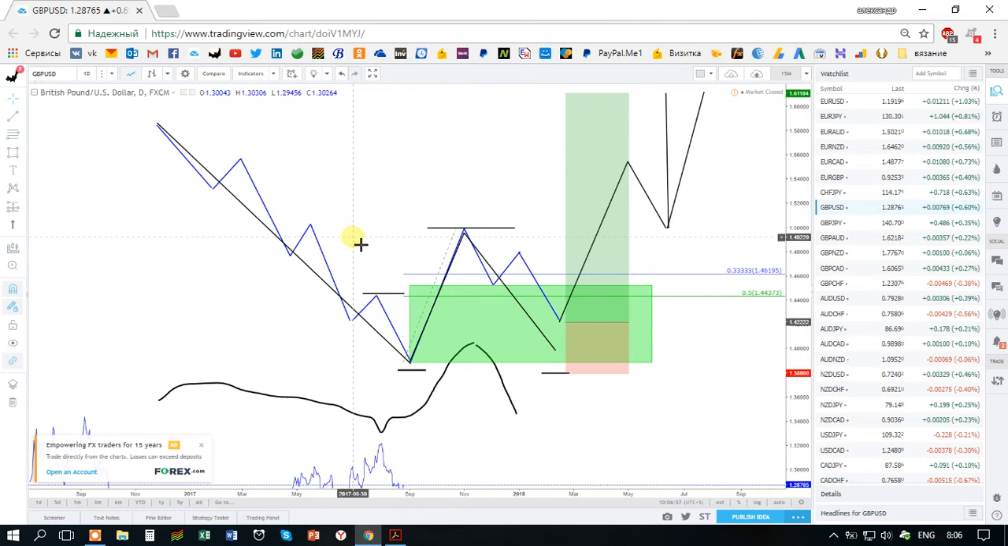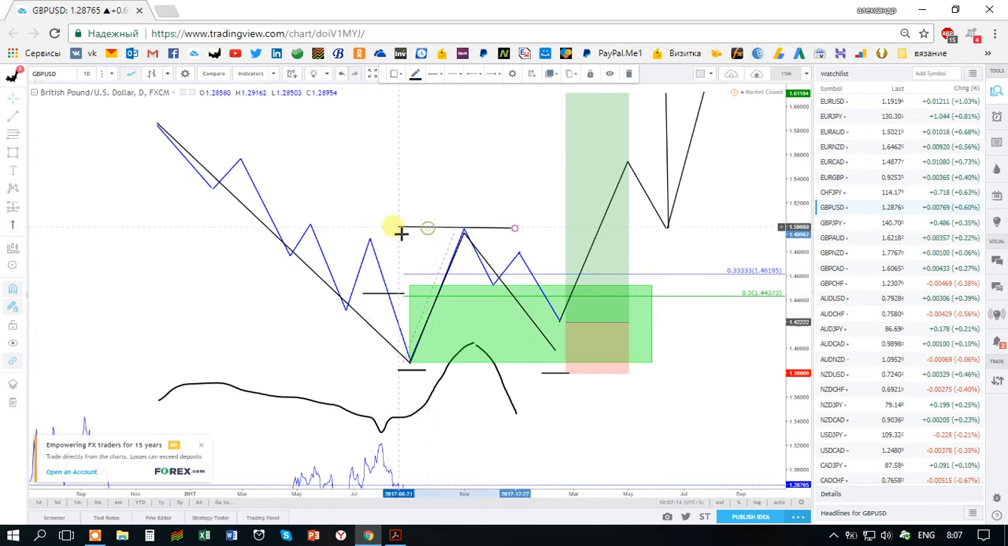Okay, the second variation that Gartley says is that it can also be not a double bottom but a kind of head and shoulders formation. Yes, it can be. It can be as well.